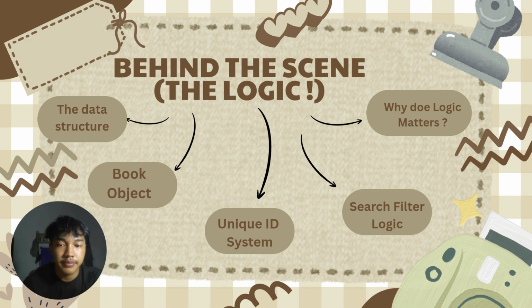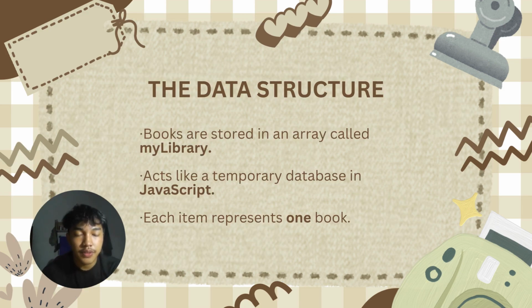Okay, for this part, which is the data structure, all the books in LibTrack are stored inside an array that we gave the name myLibrary. This array acts like a temporary database while the application is running. So every time a user adds a new book, the book is stored as an object inside this array.